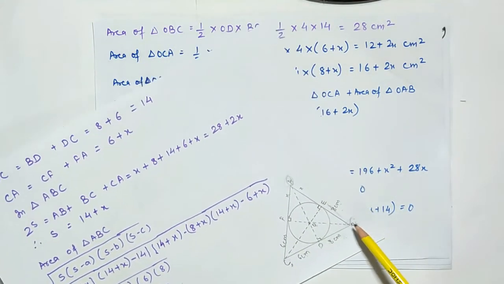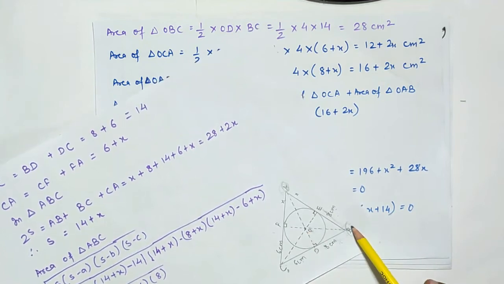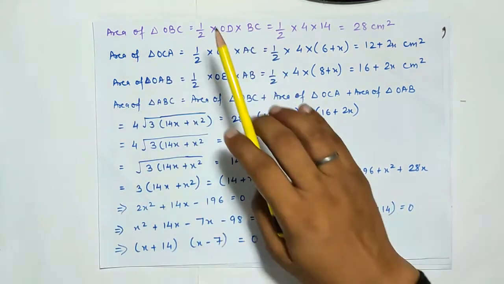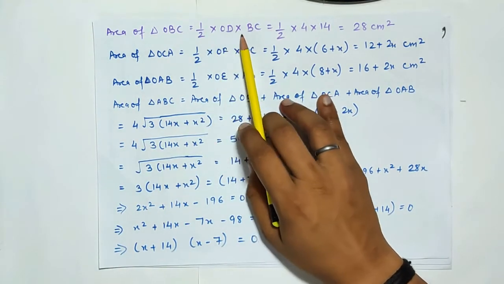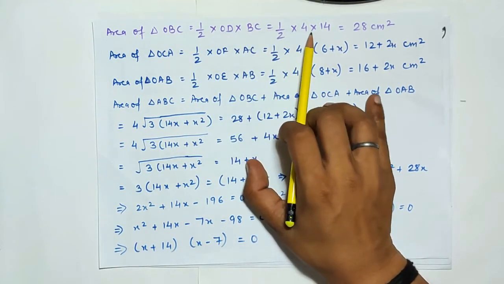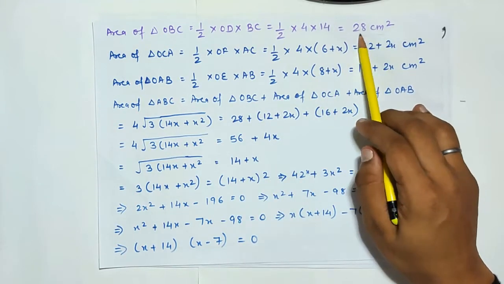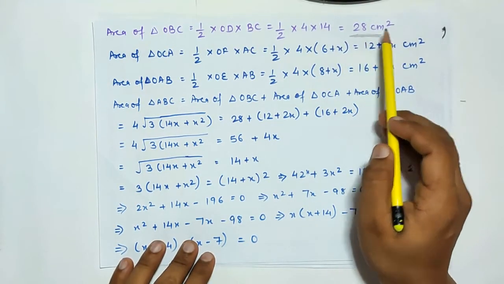Area, we have to find the area of triangle OBC. Area of triangle OBC is equal to 1/2 into OD into BC, which is equal to 1/2 into 4 into 14, which is equal to 28 centimeter square. We have to take care of this 28 centimeter square.